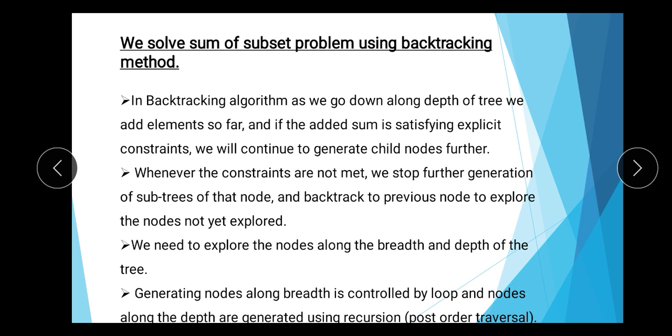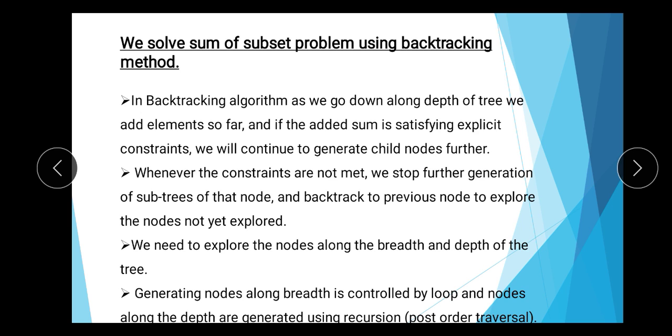Now we solve the sum of subset problem using the backtracking method. How do we solve it? In the backtracking algorithm, as we go down along the depth of the tree, we add elements so far, and if the added sum satisfies the explicit constraint, as we discussed in the previous slide, we continue to generate the child nodes further.